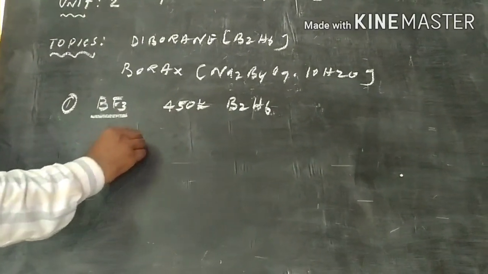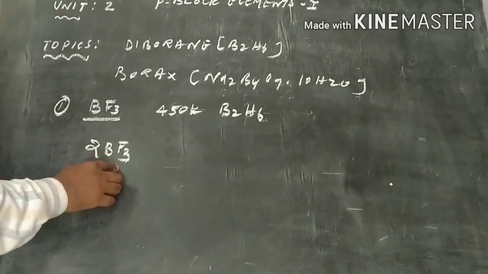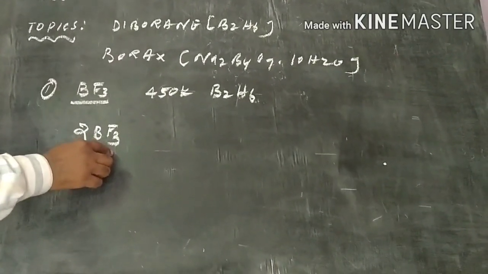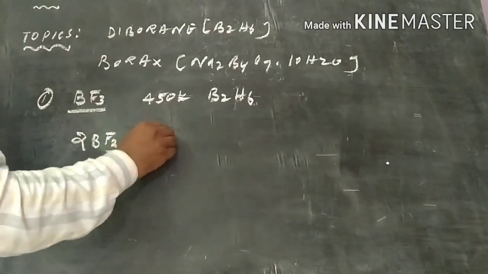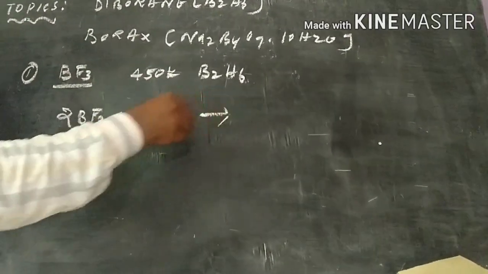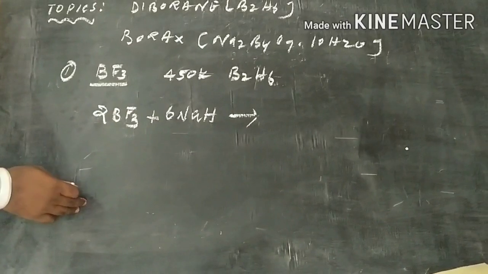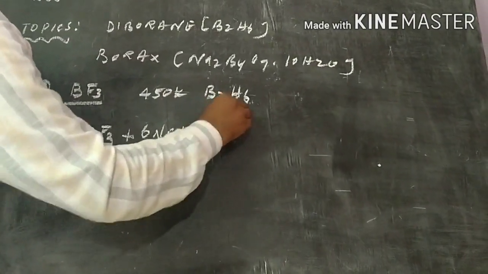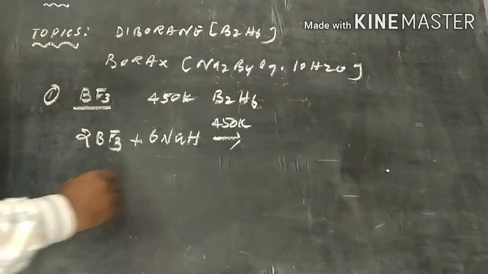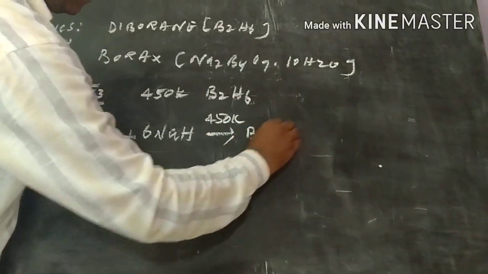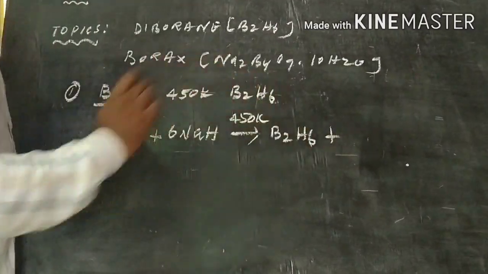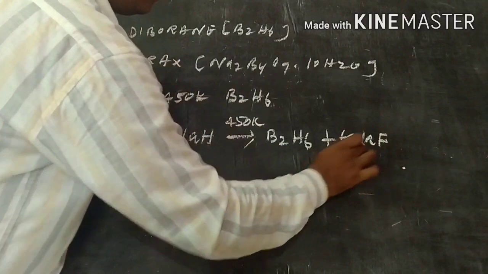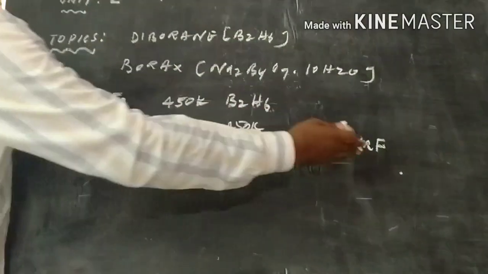Equation: 2 moles of boron trifluoride, BF3, plus 6 moles of sodium hydride, that is a metal hydride. Temperature 450 Kelvin. It gives diborane, B2H6, and byproduct 6 moles of sodium fluoride.